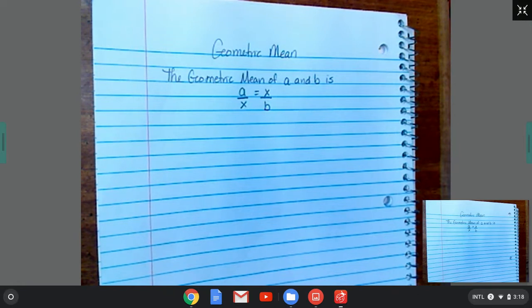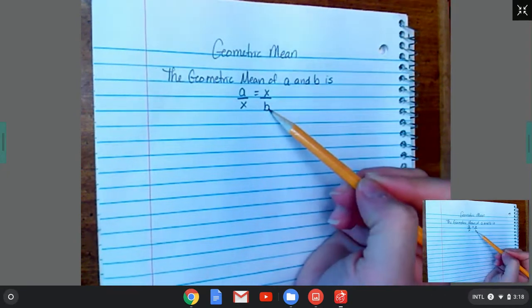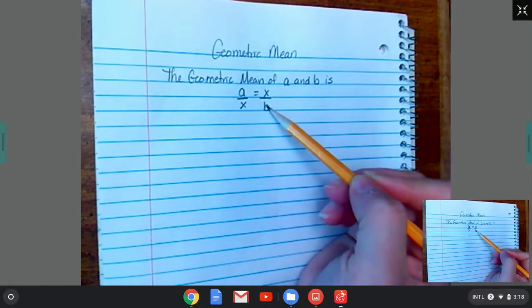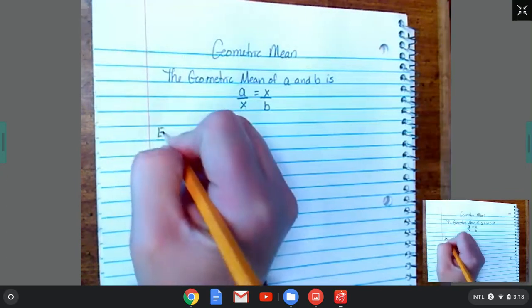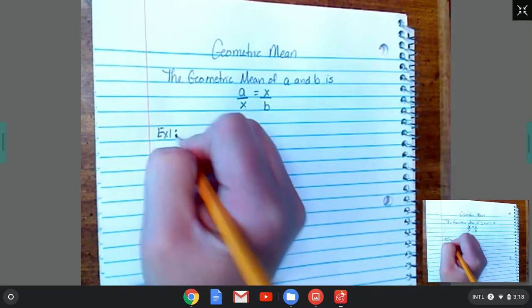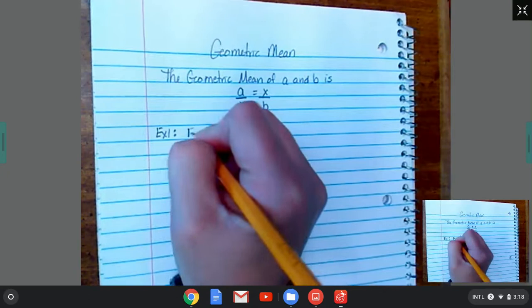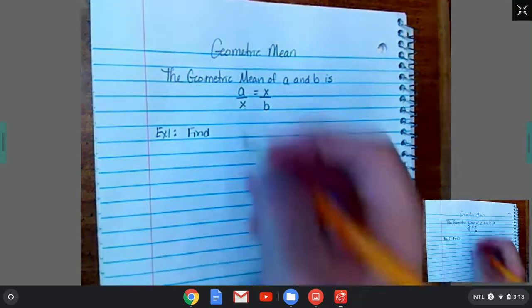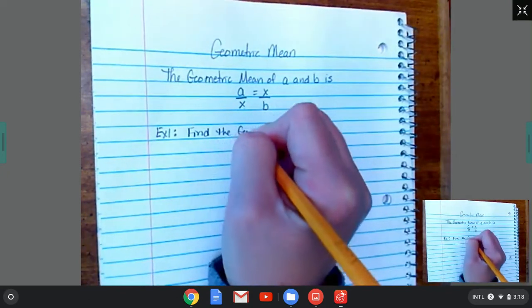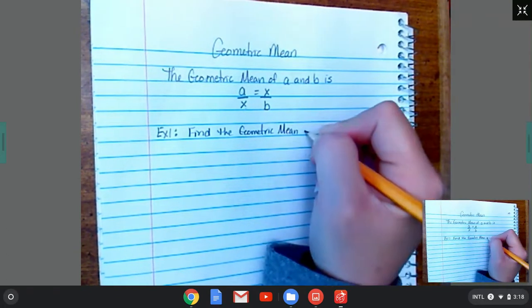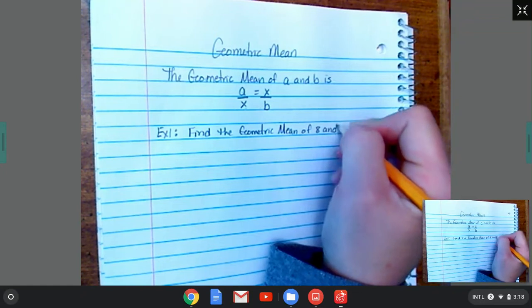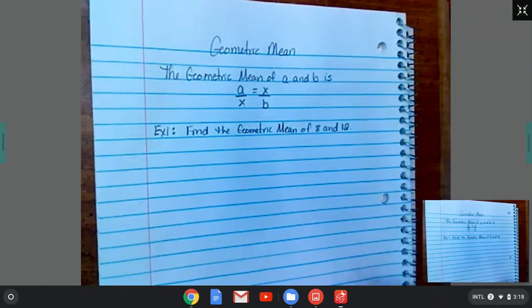But anyway, this is the last set, geometric mean. The geometric mean of A and B is found by cross multiplying. This is how you set it up. You just got to make sure your numbers are across from each other and you have variables across from each other. Okay, so here's our example. Now, a lot of times you get a whole number answer for these, and then sometimes you get decimals. If we get decimals, we want to simplify them in radical form. You do that a lot in Algebra 2.